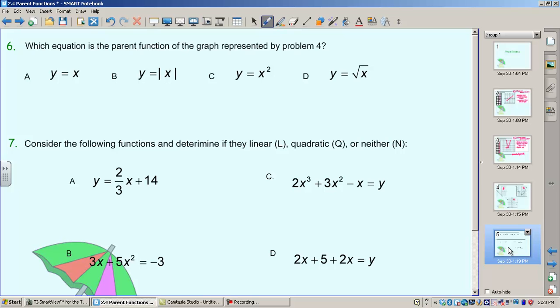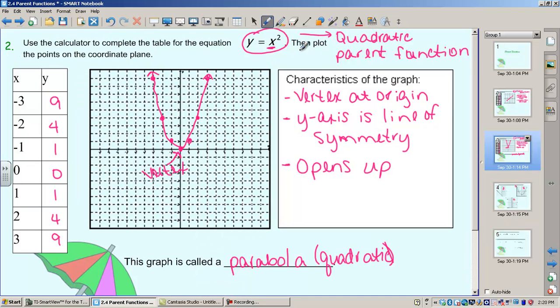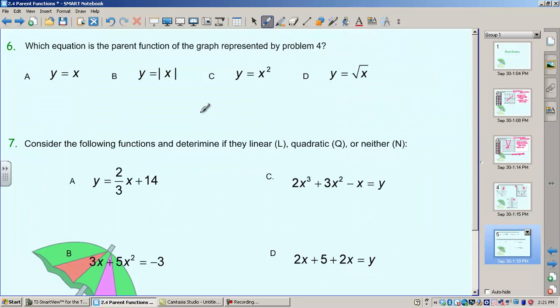All right, number 6 asks, which equation is the parent function of the graph represented in problem 4? Well, if you go back here to problem 4, we labeled it as a quadratic graph, which means that the parent function has to be the quadratic parent function. And if you go back in our notes, you will see that the quadratic parent function is y equals x squared. Again, another one you need to know pretty much by heart. So the equation that goes with problem 4 is y equals x squared.